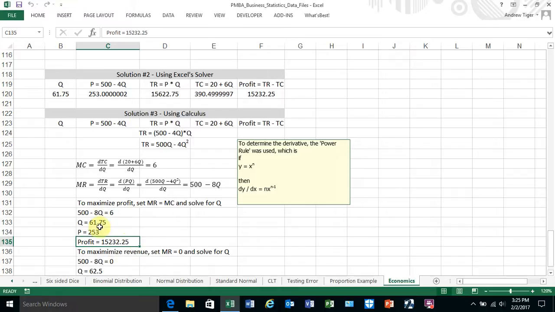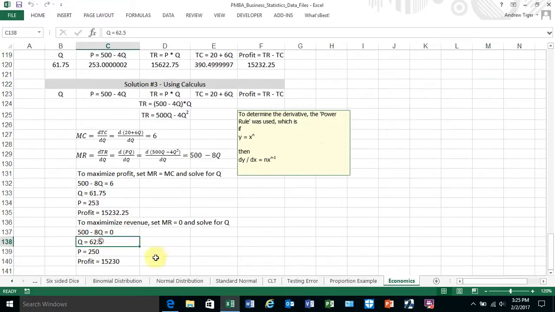And again, that's the number that we came up with right there. To maximize revenue, you just take the revenue function, 500 minus 8Q, and set it equal to 0. It solves for a little bit larger number. To maximize revenue, you're going to get a little bit bigger number.